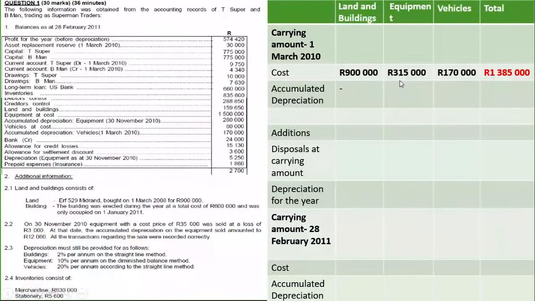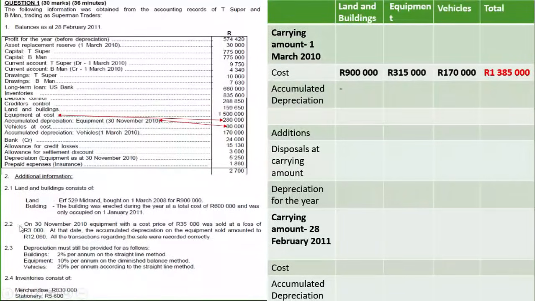Did we have depreciation for equipment? Let's go to our table again. We see we have equipment at cost. We are given equipment at cost, and then we are also given accumulated depreciation on equipment, and we're given the dates there. So accumulated depreciation on equipment is 80,000 rand. And then why are we given the date 13 November 2010? Let's go to our additional information.